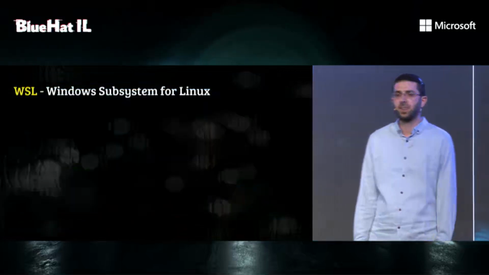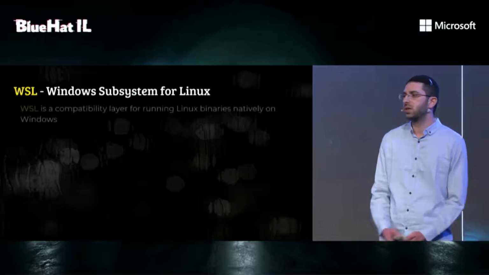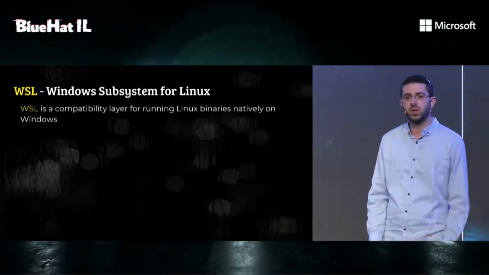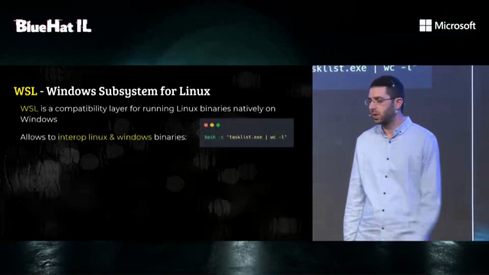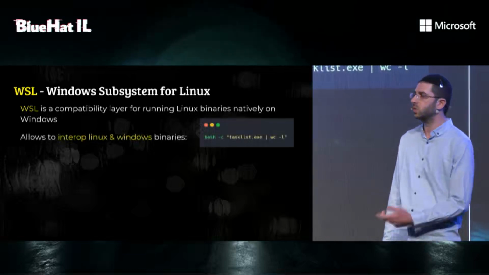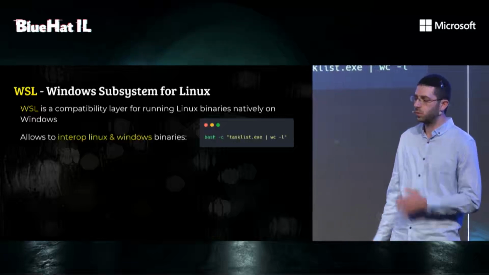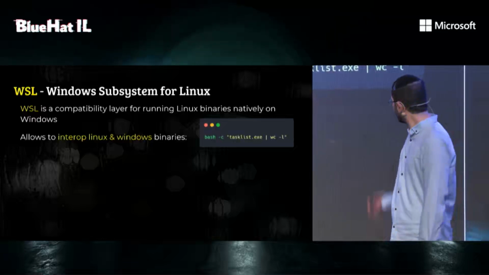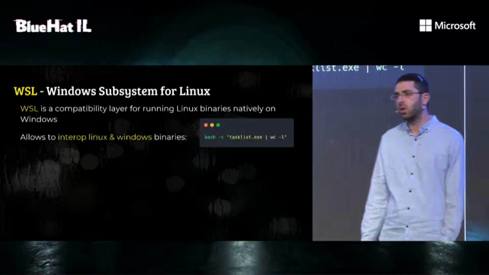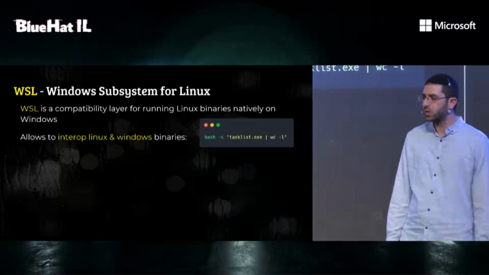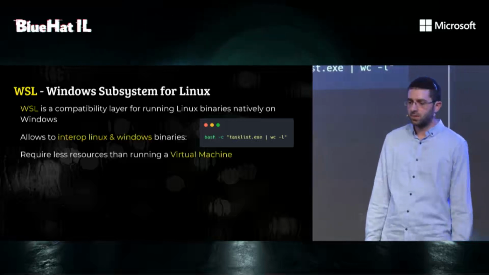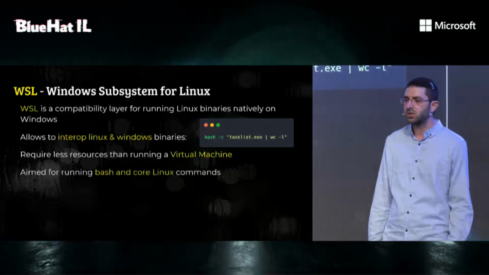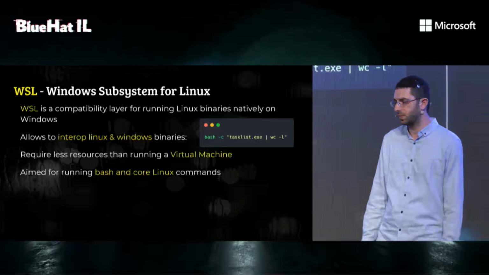What is WSL? WSL is a compatibility layer for running Linux binaries natively on Windows. It translates between Linux syscalls and the Windows API. It allows interoperability between Linux and Windows binaries. For example, you can run tasklist from bash and count the number of lines. It requires fewer resources than running a full virtual machine. And finally, it was designed to run bash and call Linux commands for developers.